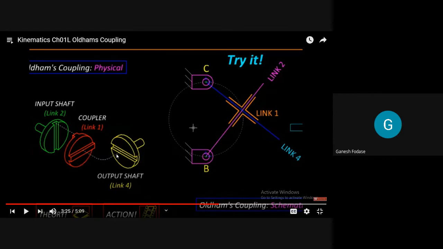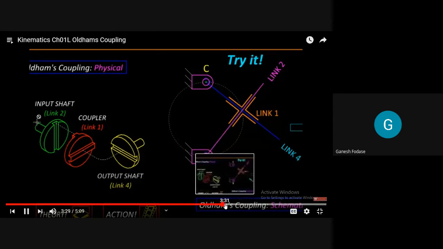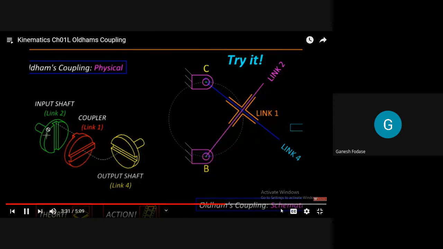This one is the coupler. These two are the input and output shafts, and the coupler has slots on both sides to get engaged with link 2 and 4 correspondingly. And all these three elements are fixed inside a frame. That will be link number 3 in that case. In this case, link number 3 means the fixed link. Now see further. So these are two shafts, input and output.